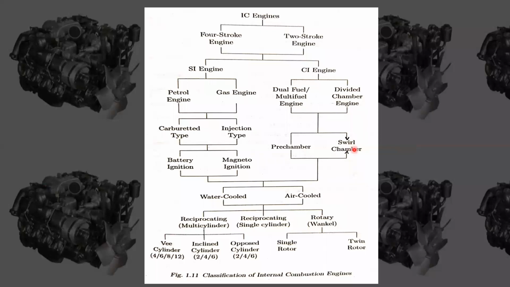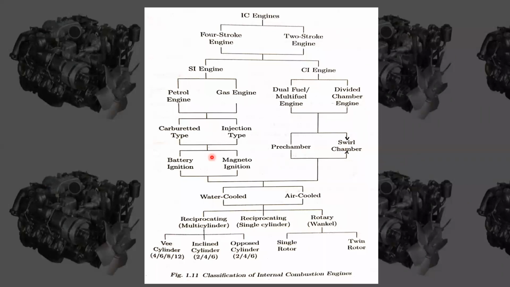And there is the swirl chamber, within which there will be swirl inside the combustion chamber. That means there will be two types depending upon the specification, which is the design of the combustion chamber. On that design these two are classified, pre-chamber and swirl chamber, whatever the type may be.